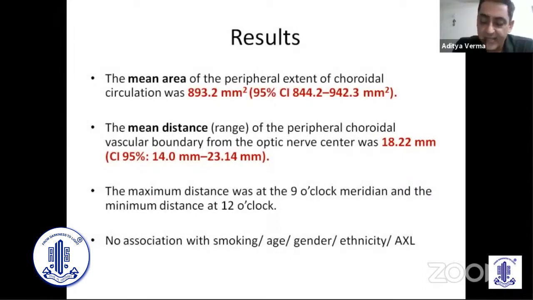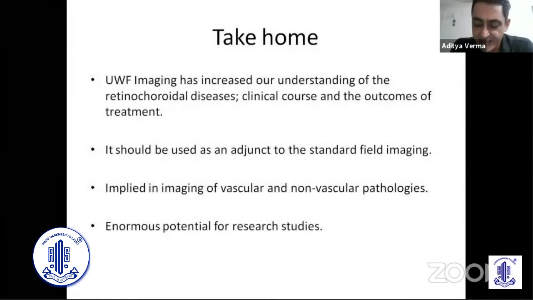Here, the importance is that in the fundus fluorescein angiogram, the vessels in the periphery will be seen very clearly, whereas when you compare it with the ICG angiogram, the vessels peripherally may not be seen very accurately. They blur out. The mean distance of the peripheral choroidal boundary from the optic nerve center was 18.2 millimeters, and there was no association with age, gender, ethnicity, or the presence or absence of a smoking history.